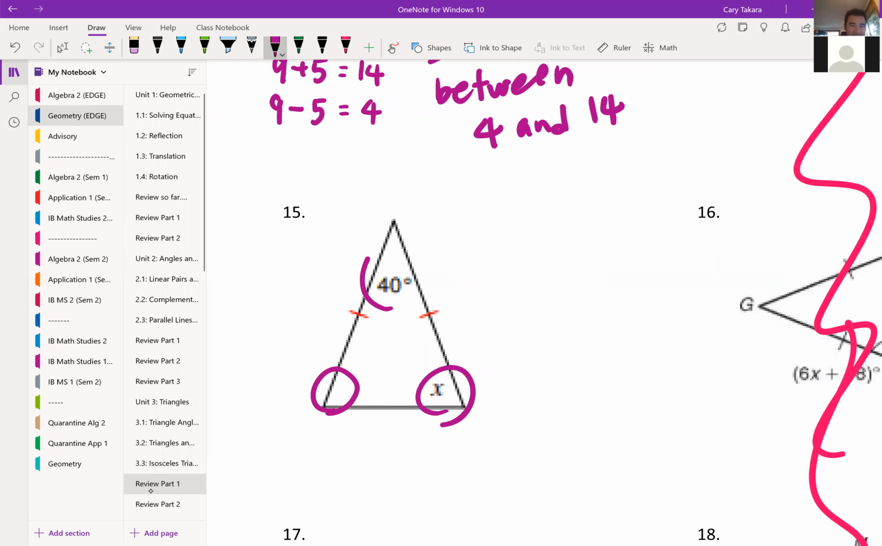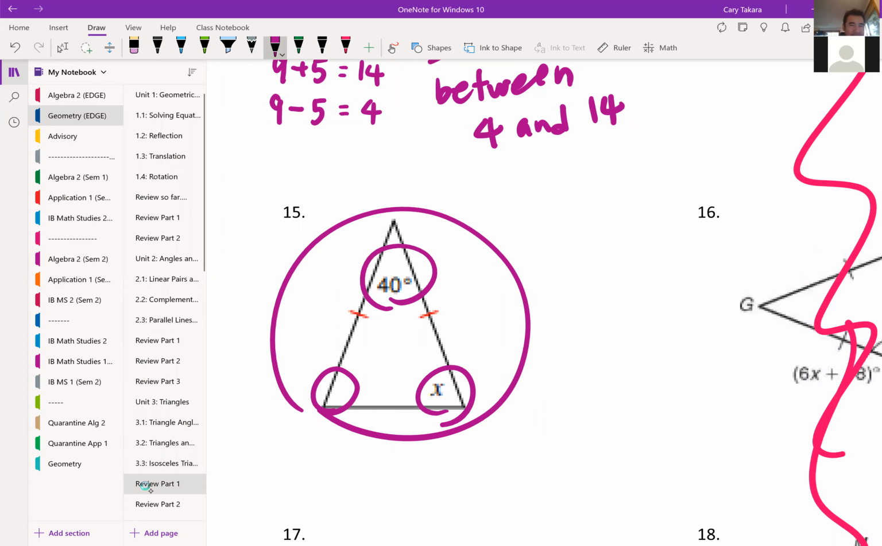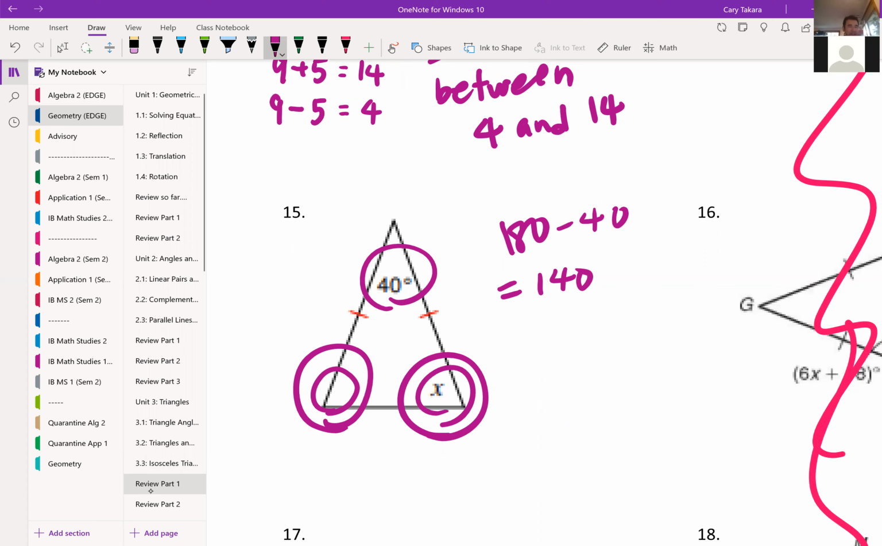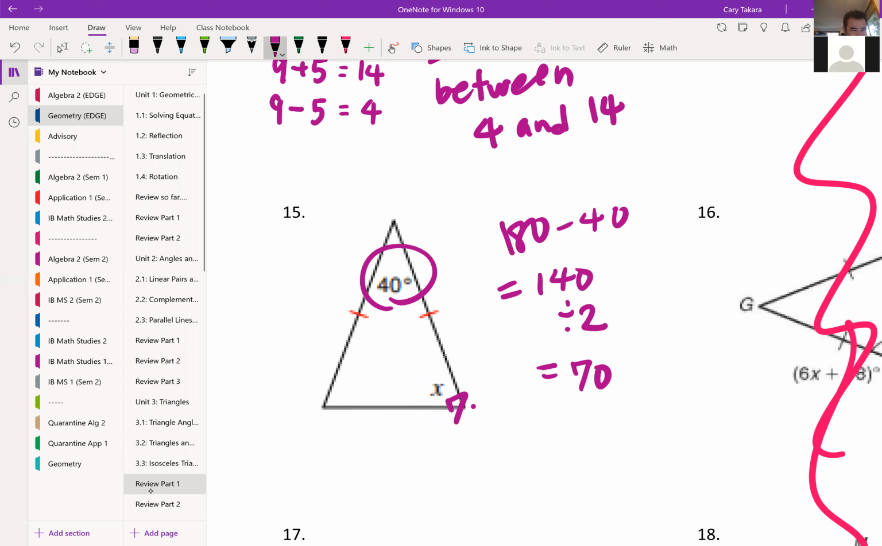And we also know that if you add all 3 angles, it's 180, right? So let's do 180 minus 40, which is 140. That means these 2 angles together should be 140. So let's split that in half and divide by 2. 140 divided by 2, you're going to get 70. So x will be 70. And as a matter of fact, the other side is also going to be 70. Again, bottom angles are the same for isosceles triangle.